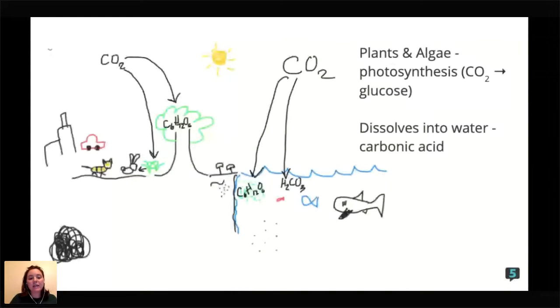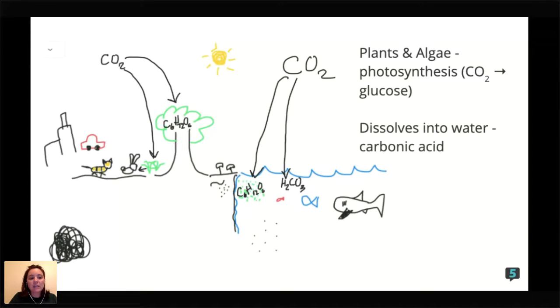Bigger plants like trees that live for hundreds of years can be considered sinks for carbon, because once they turn it into glucose, they then convert that glucose into plant tissue where they're storing that carbon.